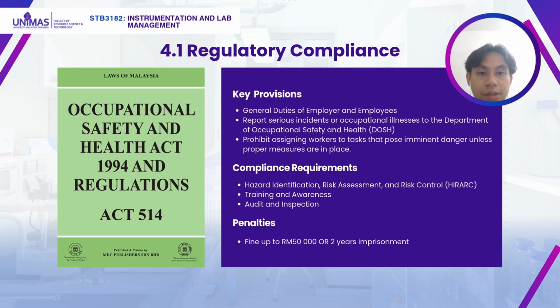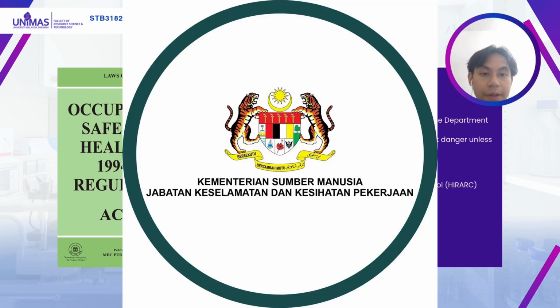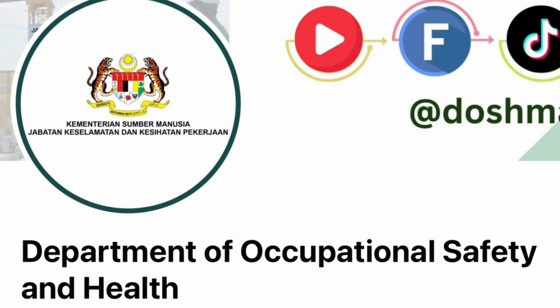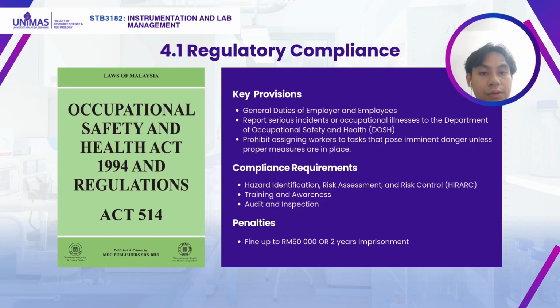The key provisions highlight the general duties of employers and employees to maintain a safe working environment, and the need to report serious incidents or occupational illness to the Department of Occupational Safety and Health (DOSH). This law also emphasizes prohibiting assigning workers to dangerous tasks unless there are proper measures in place. The compliance requirements include hazard identification, risk assessment, and risk control (HIRARC).